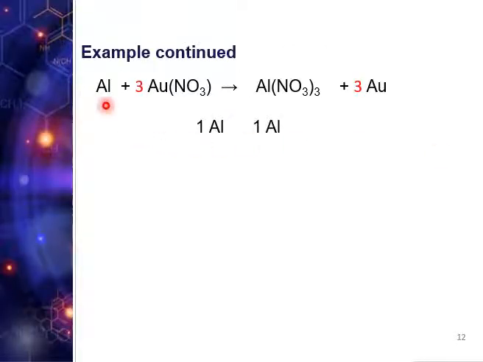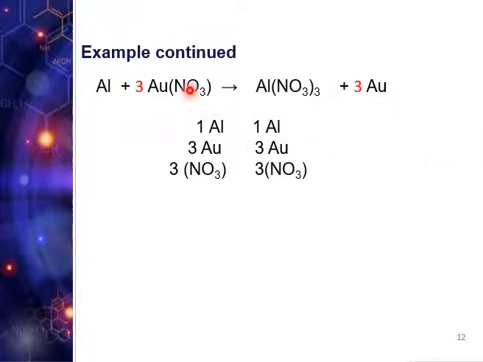So we check. I have 1 aluminum on the left, 1 aluminum on the right. I have 3 gold atoms on the left, 3 gold atoms on the right. Notice my nitrate group stayed together. So for ease of balancing, I'm going to keep it together. I have 3 times 1 is 3 nitrates on the left and 3 nitrates on the right. The equation is balanced.